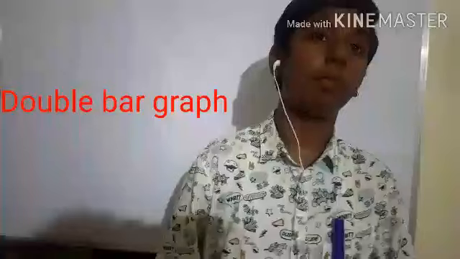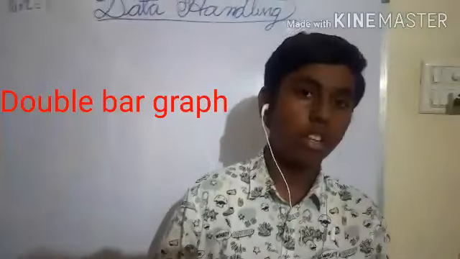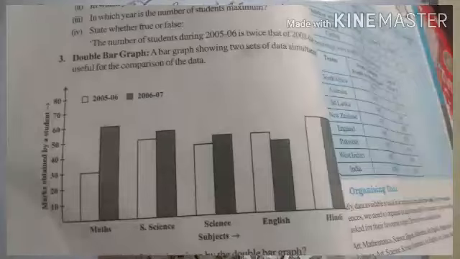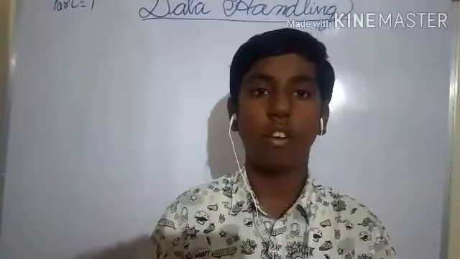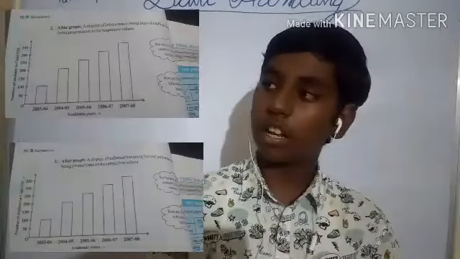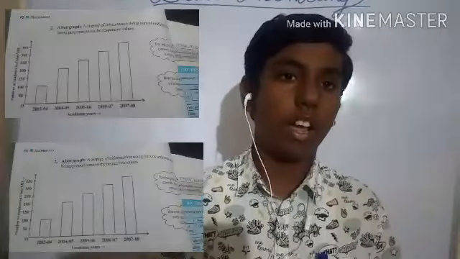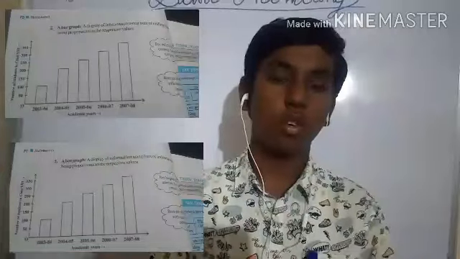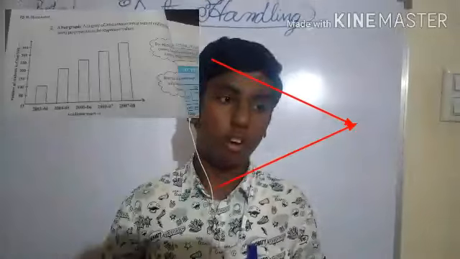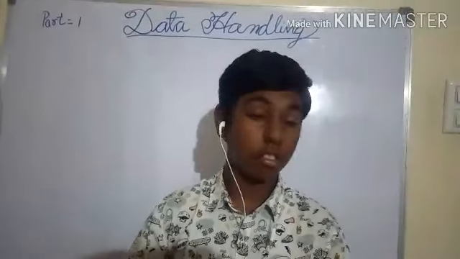Now we will go to double bar graphs. I'll tell you in simple words. A double bar graph is used to compare two sets of data. How do you know? Consider here is one set of data and here is another set of data, and you merge these two. You have combined them and you get a double bar graph.